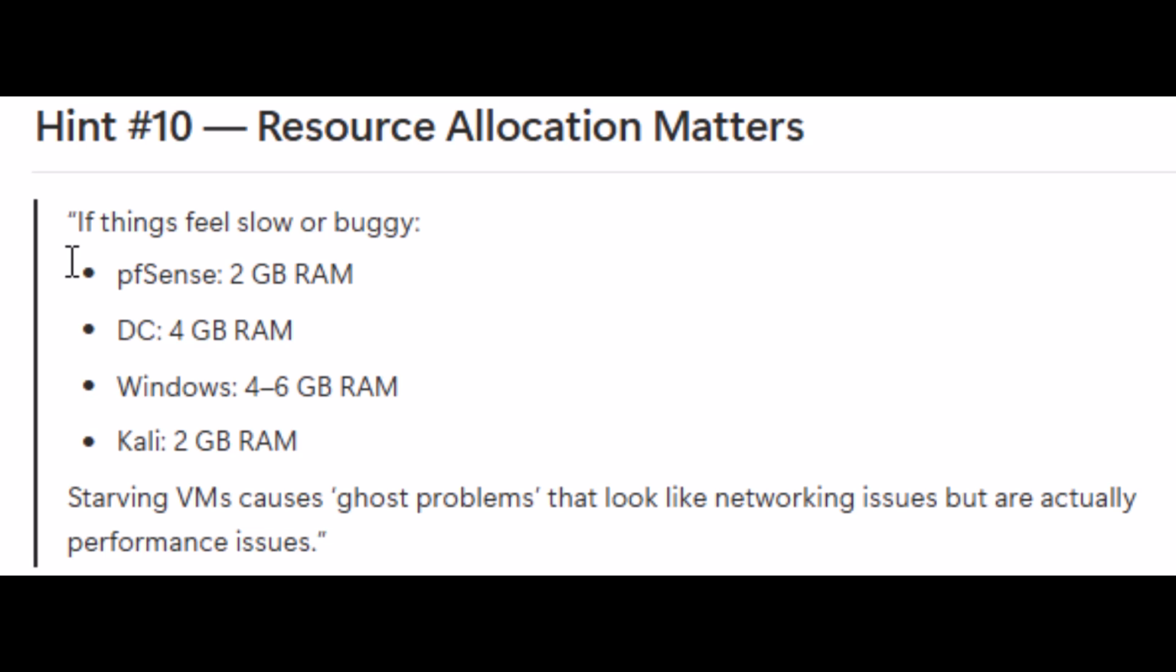Also, the next hint is resource allocation matters. So if things start to feel groggy or slow or buggy on a particular VM, look at how much RAM you've given it, how many CPUs, and whether you can afford to up those resources, because basically starving a VM causes what's known as ghost problems that look like networking issues, but they're actually just performance issues.